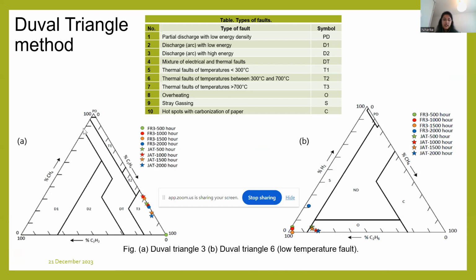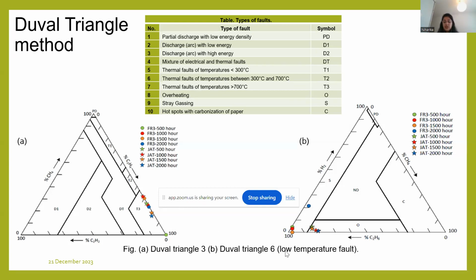So here we can see, in the dual triangle 3, as we can see from the earlier figure, how the percentage concentration is determined when we are using the dual triangle. Here we can see all the oils at different hours lie in the same region. It's the T3 region, which indicates between 300 and 700 degrees. Although the experiment was carried out at 150 degrees Celsius, maybe because of the longer time duration, this might show that it lies in a fault region where temperatures are greater than 700 degrees.